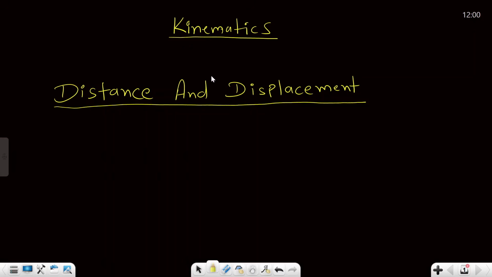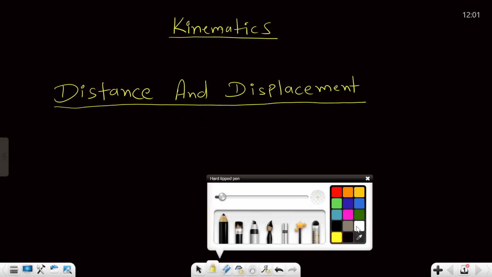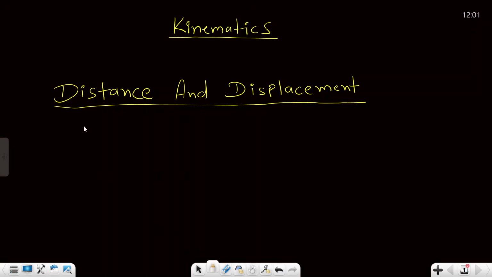Today we are going to learn about the concept of distance and displacement, and it is part of kinematics. So first we will understand what is actually the meaning of distance. So the distance is what?